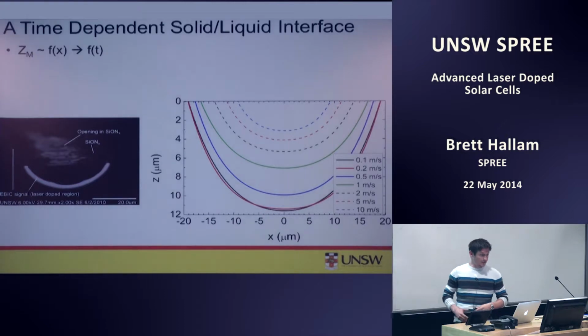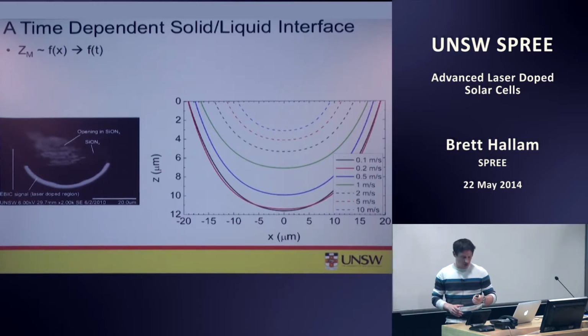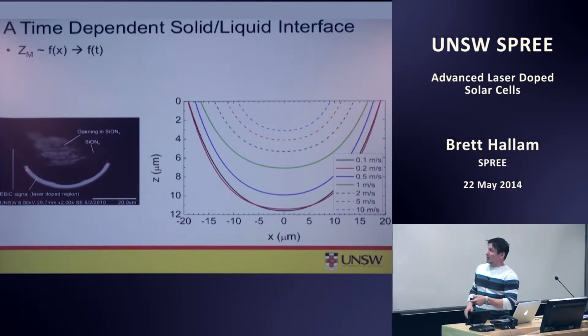So now, for the laser doping process, it's actually a time-dependent process. So we can approximate this laser doped region. We can assume that it's symmetrical in the XY direction, so that we've got a similar junction depth or melt depth in both directions. And this is extracted from EBIC of a whole range of speeds. So we can assume that we can get a function of the depth of the molten silicon as a function of the position along this axis. So then we can translate that into time as the laser is scanned over the surface.